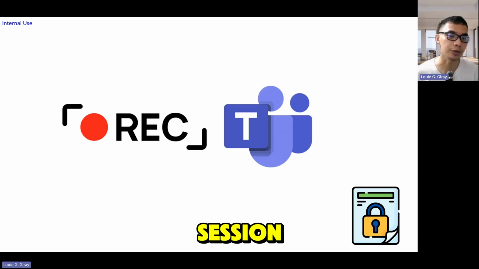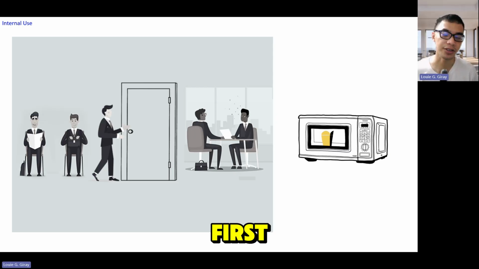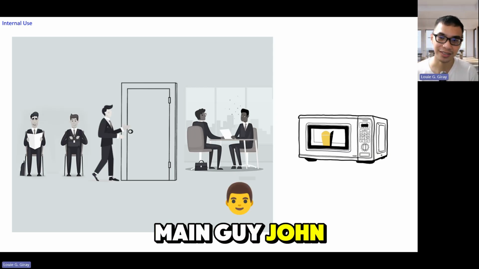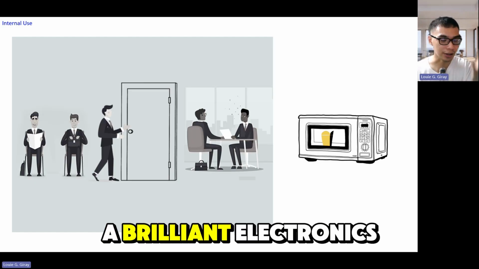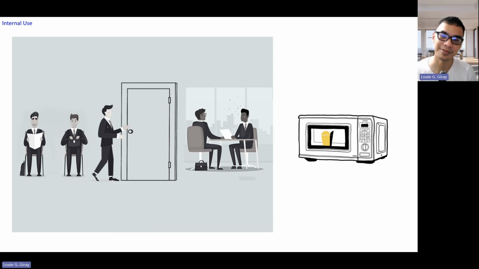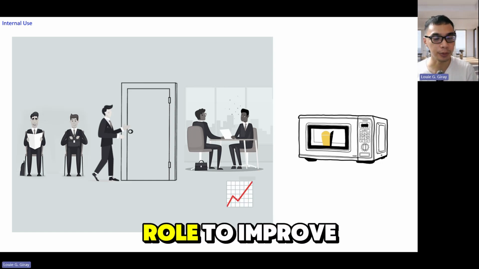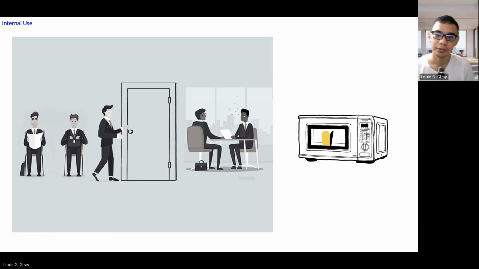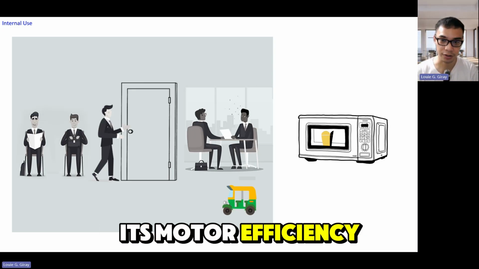For today's session, it is very important that I tell a story first. We've got this main guy, John. Well, John is like a brilliant electronics engineering student. Brilliant guy. He's interviewed for a role to improve an outdated kitchen appliance. And when he's asked, he proposed enhancing its motor efficiency.